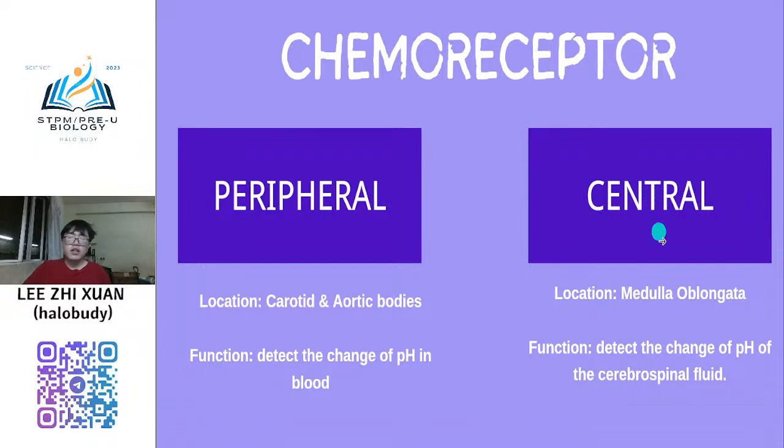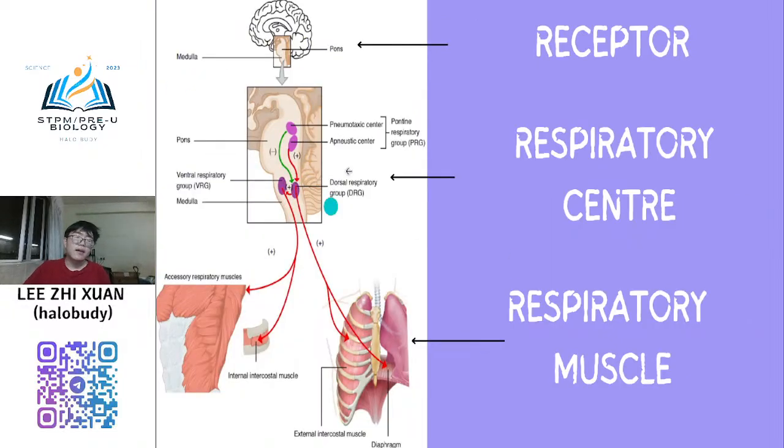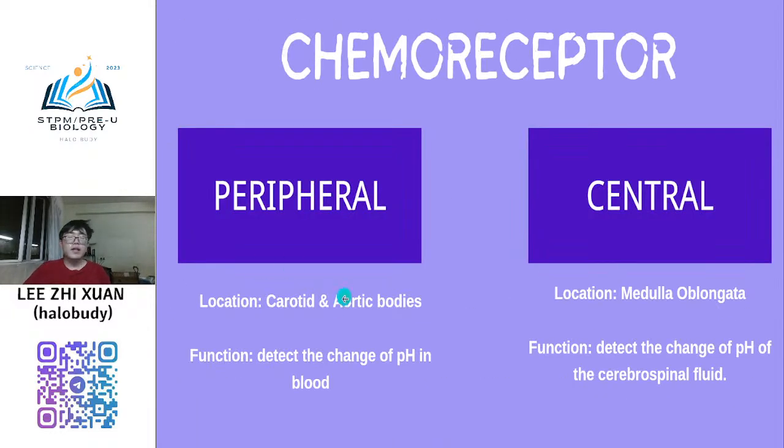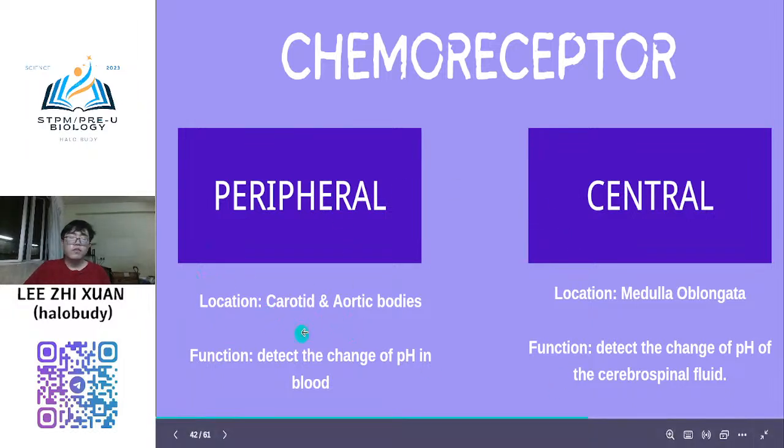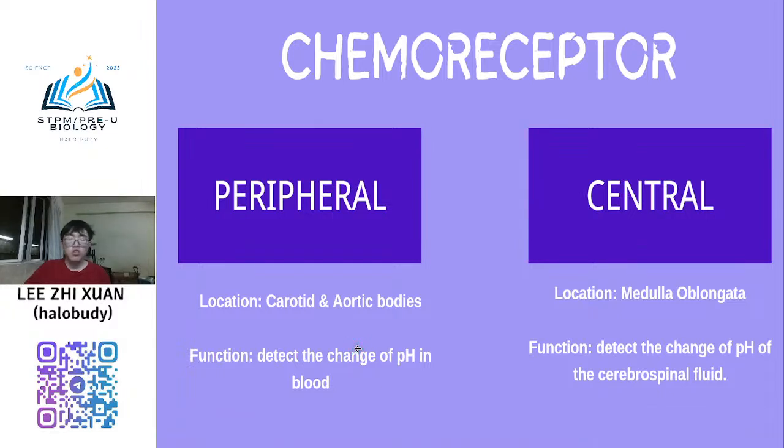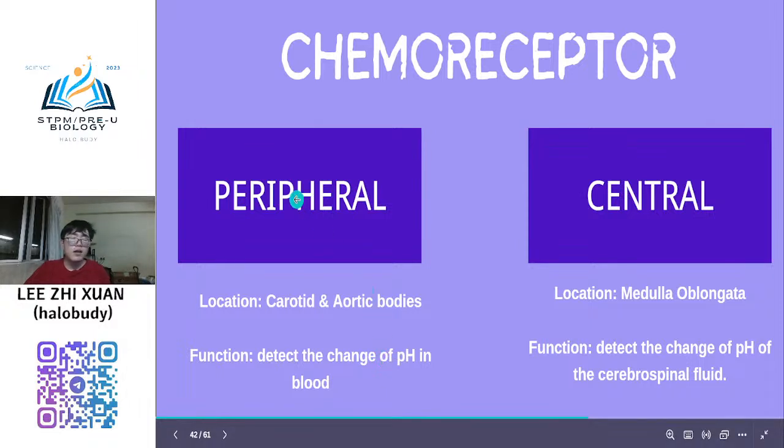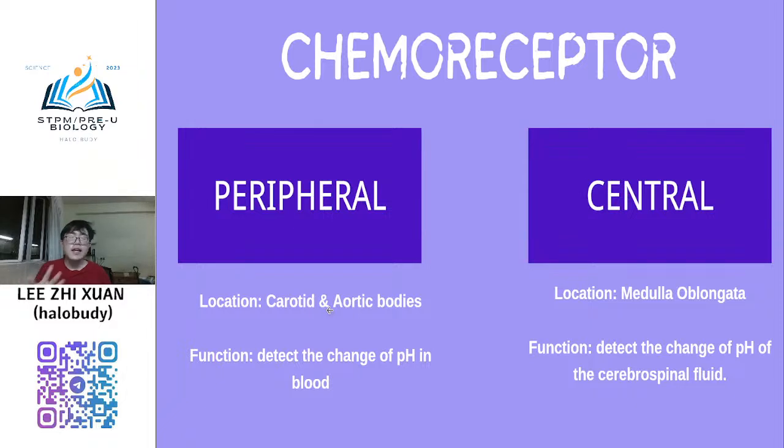And the central chemoreceptor is located in the medulla oblongata. So at here lah, medulla oblongata. So the central is at the medulla oblongata, and then the peripheral is located near the heart, we call as carotid and aortic bodies. So normally the function is to detect the change of pH, but the pH detection is different. Peripheral detects the blood. Dia detect blood punya. Because dia near the heart, so dia akan detect the blood pH.